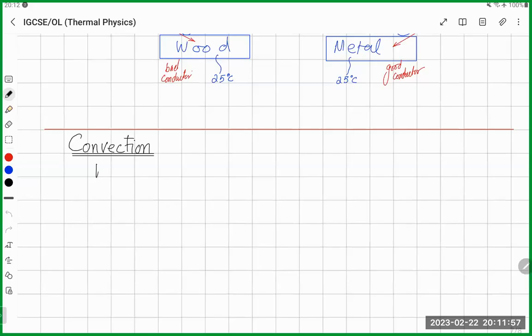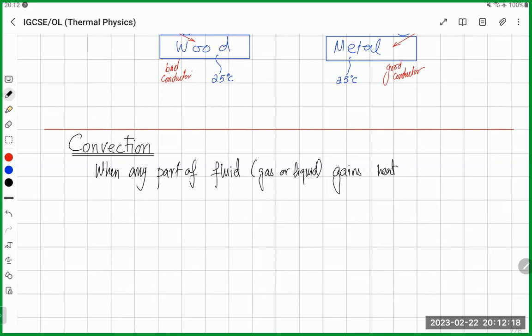So any part of fluid, fluid means gas or liquid, gains heat energy. Okay, very basic. Like anything gains heat energy, molecules become big.